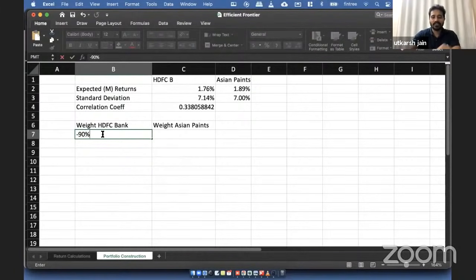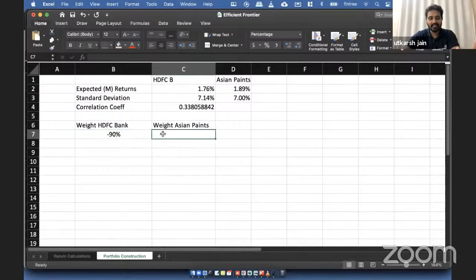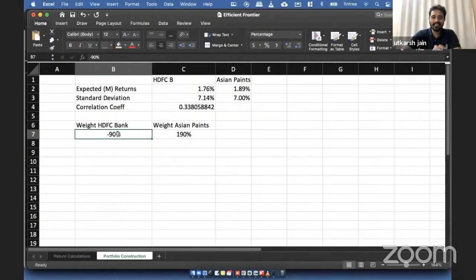minus 90%. Wow, minus 90%. Is that even possible? If I have 100 rupees, how can I invest minus 90%? And then what would be the weight of Asian Paints? It would be 190%. Observe the total of these two will always be 100%, right? The total of this and this sum will always be 100%. Can you see this? Now tell me, is it possible? Like, can we have a negative 90% weight? Yeah, in theory at least, right?